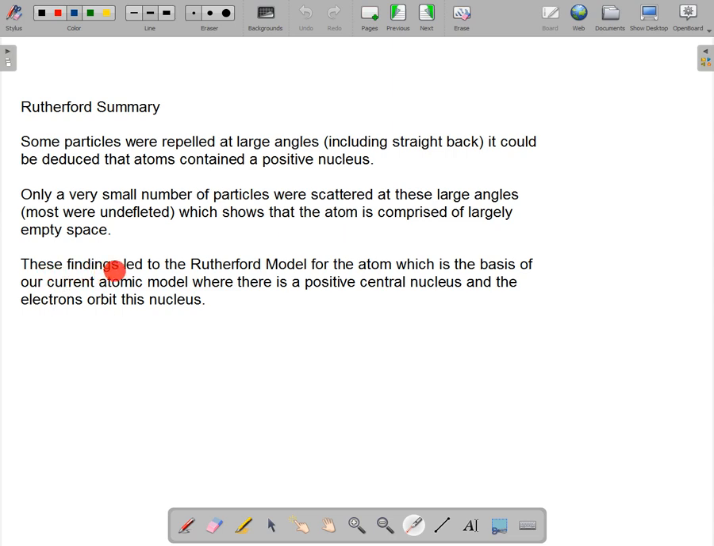And these findings led to what we call the Rutherford Model now. Rutherford was the scientist, and that's the basis of our current atomic model, where there's a small central nucleus that's positive and the electrons orbit the nucleus.